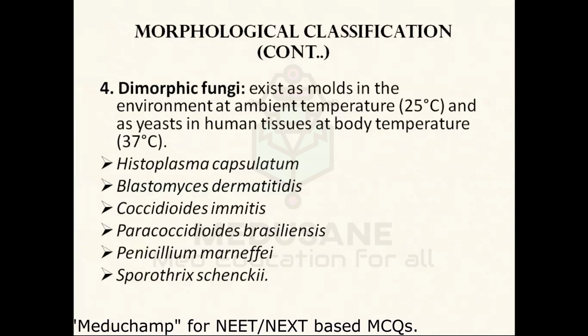The fungi which come under dimorphic fungi are the systemic fungi: Histoplasma capsulatum, Blastomyces dermatitidis, Coccidioides immitis, Paracoccidioides brasiliensis, Penicillium marneffei, and Sporothrix schenckii. I will try to explain these dimorphic fungi in detail in part 2.